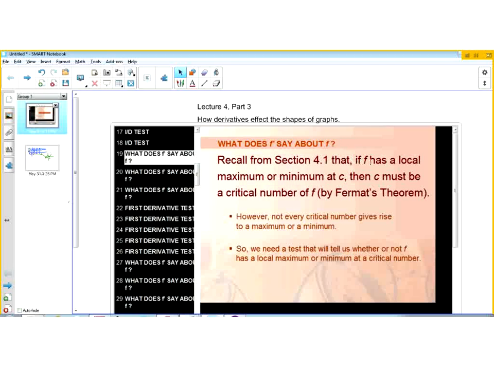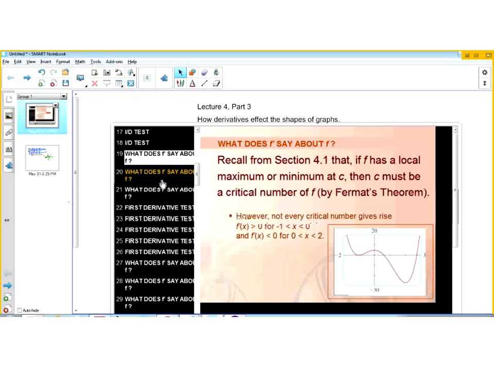Okay, so from section 4.1, if f has a local maximum or minimum at x equals c, then c must be a critical number, and that's from Fermat's theorem. However, not every critical number gives rise to a maximum or minimum. So we need a test that tells us whether or not f has a local max or min at a critical number. All right, fair enough.